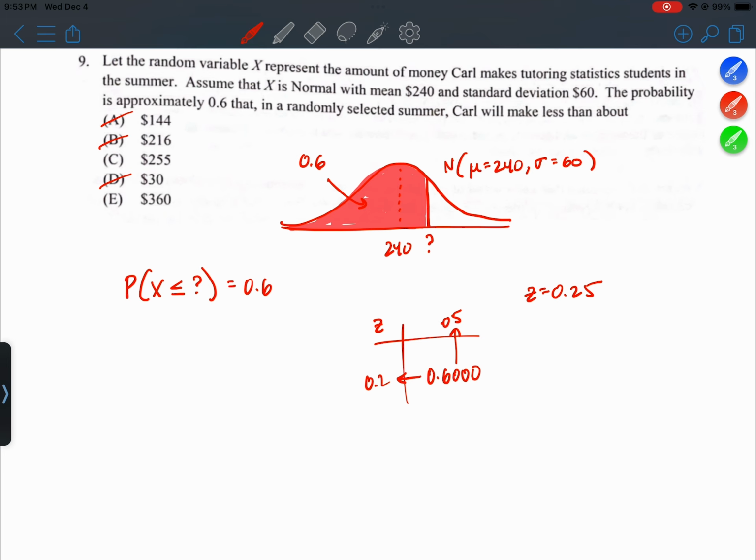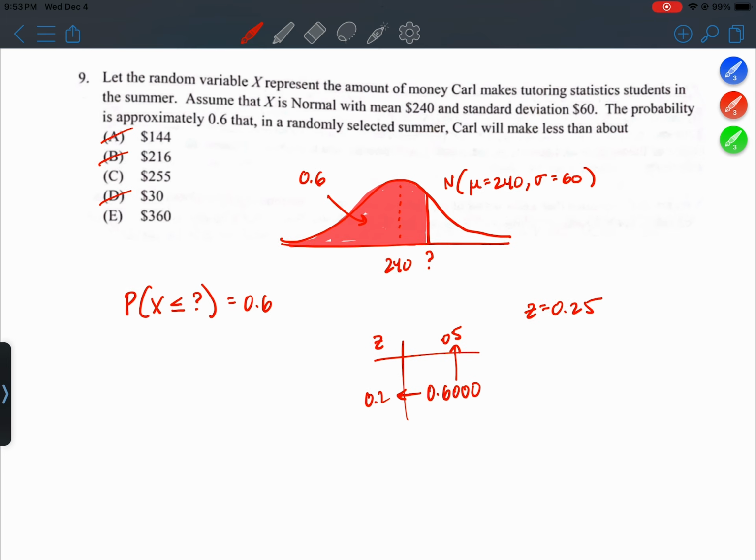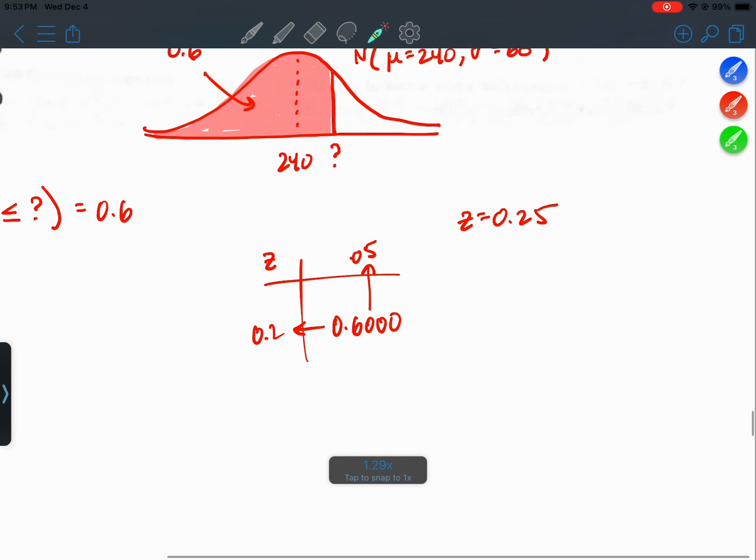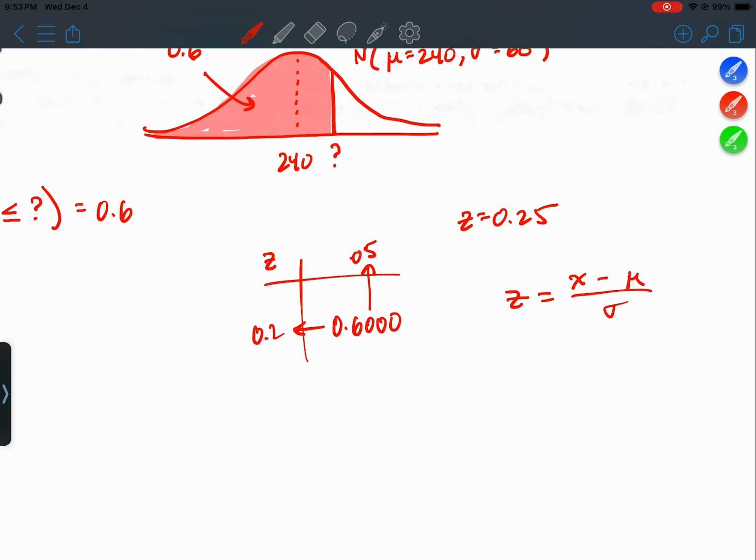It's not asking for what z-score, it's asking for what amount Carl will make less than. So we need to unstandardize this z-score. Well, z-score is a value minus the mean over the standard deviation. The z-score is 0.25. The value is unknown. The mean is 240. The standard deviation is 60.